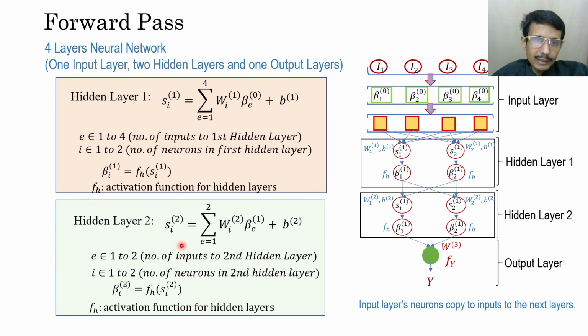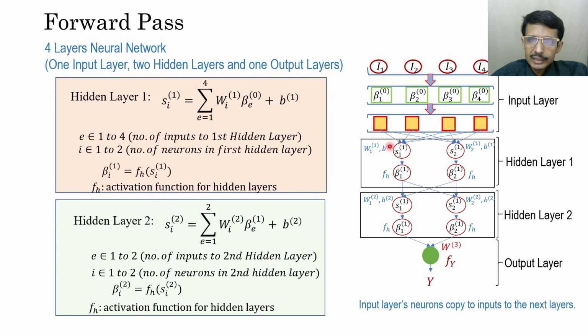Now what happens in the second layer is i is equal to 1 to 2, because the number of inputs becomes 2, since the previous layer has 2 neurons. Earlier it was 4, that's why it was 4 then. So i belongs to 1 to 2, the number of inputs to the second layer, and j is equal to 1 to the number of neurons in the second layer, with F of H as the activation function of the layer. So this is basically the structure. The input layer's neurons copy the inputs to the next layer. So this is the way.